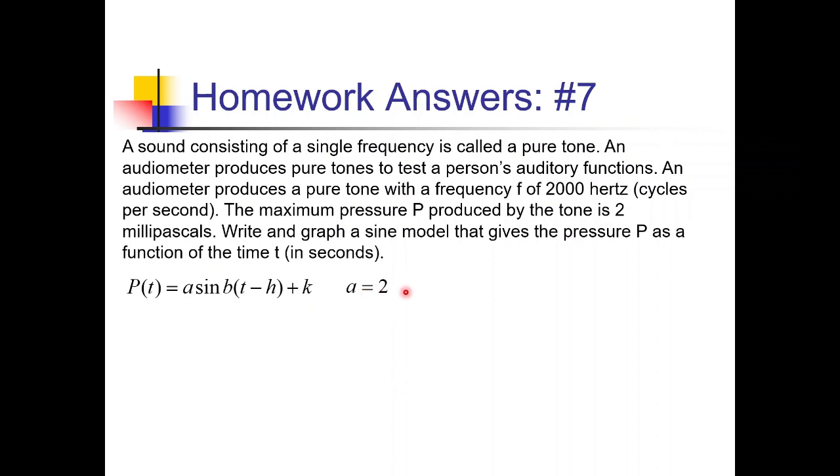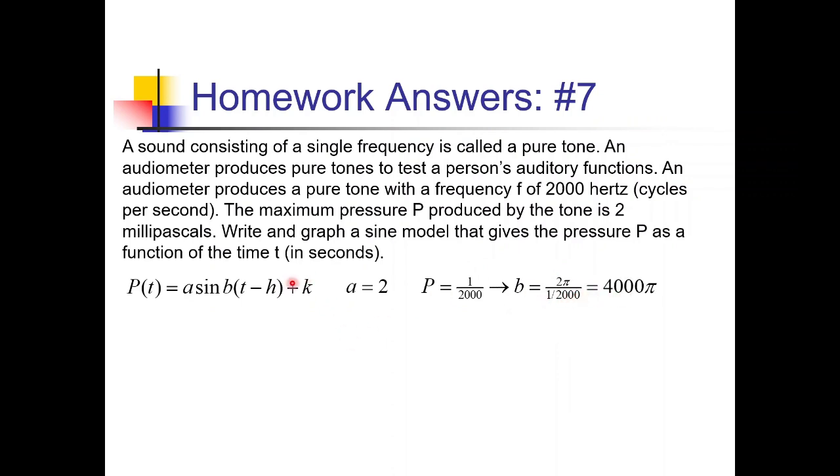For the B value, well, first we need the period. And they didn't give us the period, but they did give us the frequency. If the frequency is 2000, the period is going to be 1 over that, the reciprocal. And then the B value is going to be 2 pi over 1 over 2000. So if I do a little same change flip here, I've got 2 pi times 2000, which is 4000 pi.